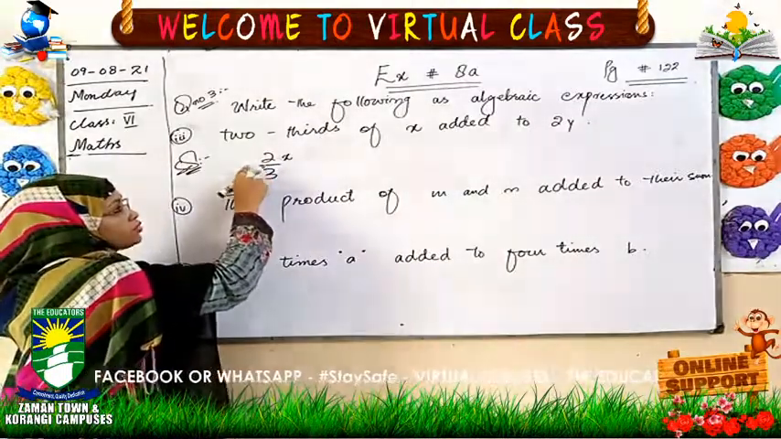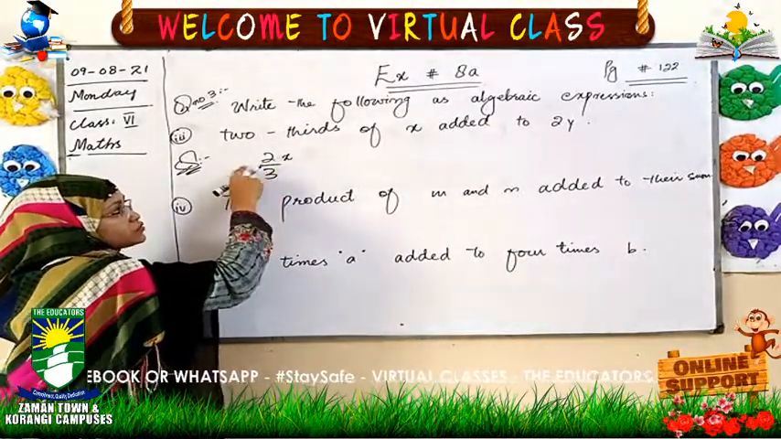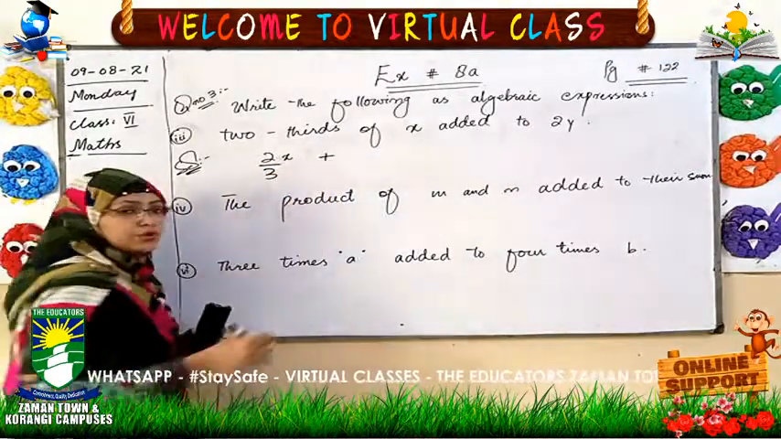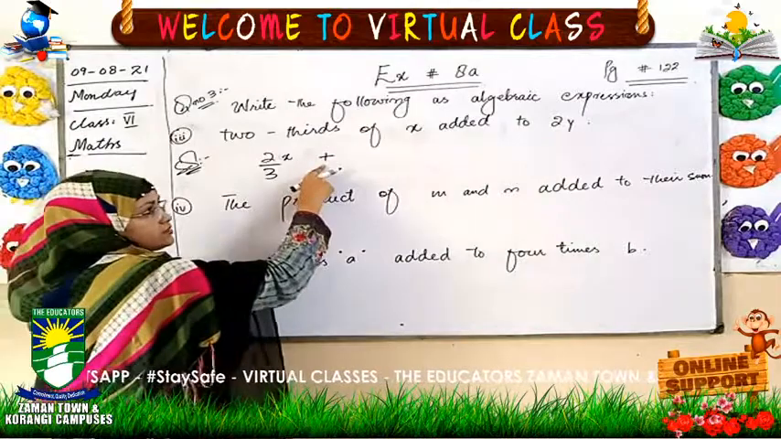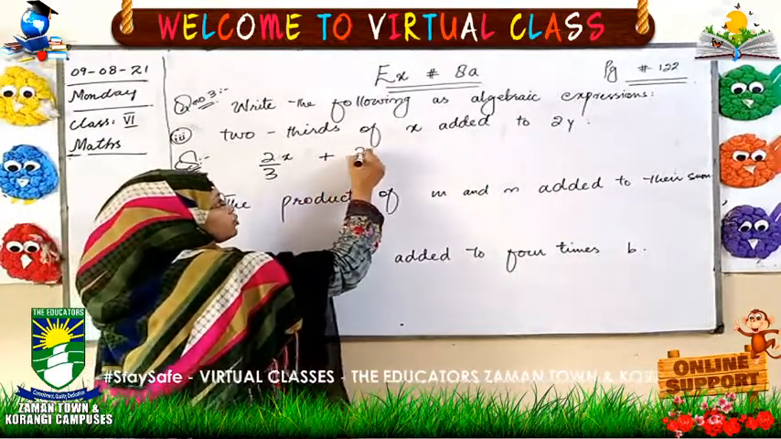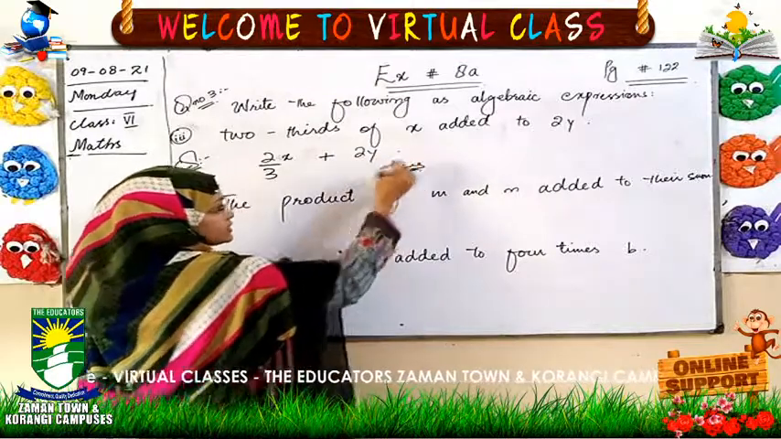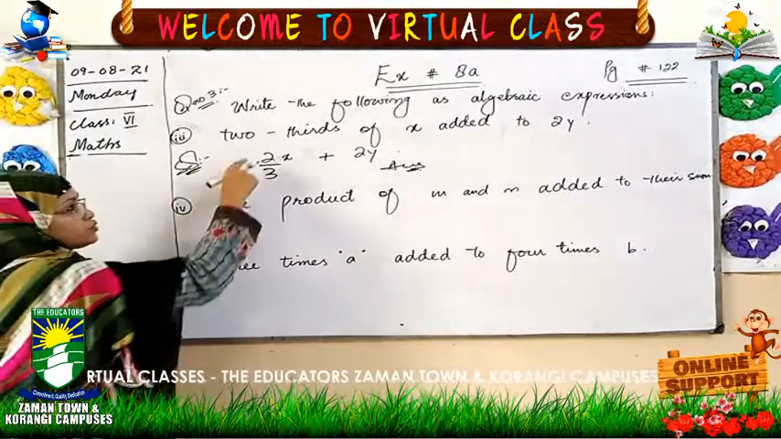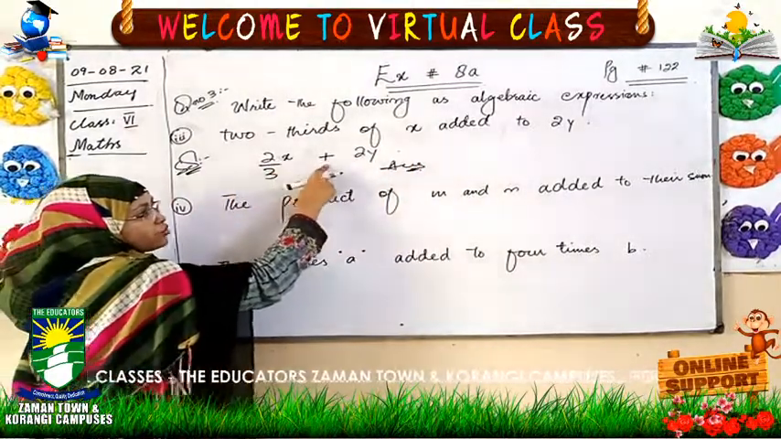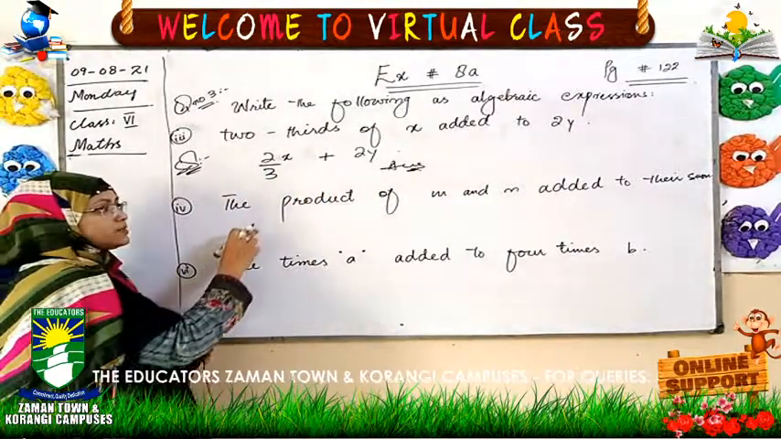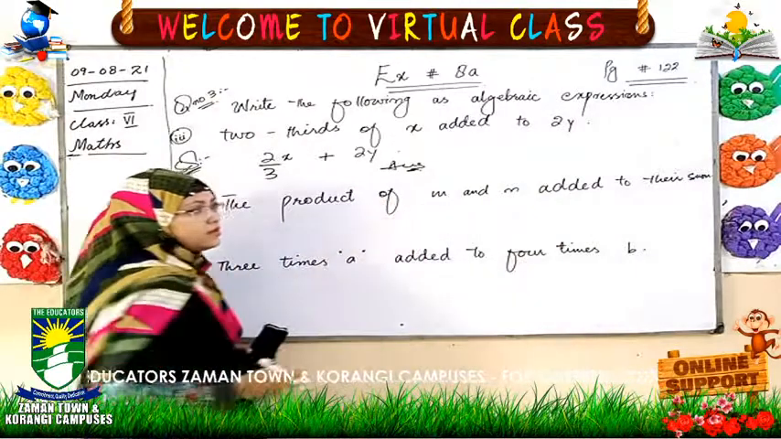Okay. 2 upon 3 multiplied by x means 2 upon 3x added to. Added to, which sign do we use for added to? Plus. Added to what? 2y. Simple. It's your answer. It's an algebraic expression that 2/3 of x added to 2y. Clear? Next one, the product of m and n.